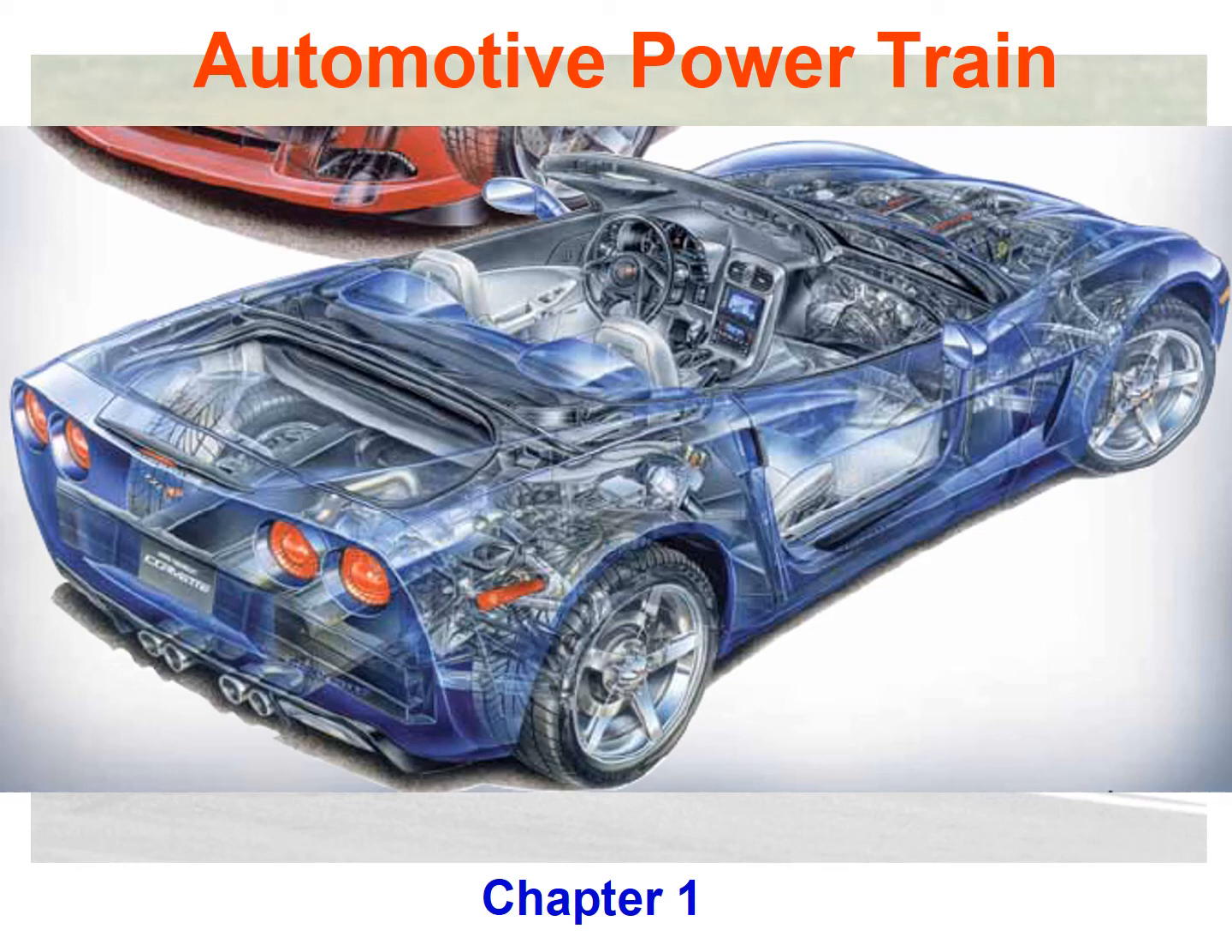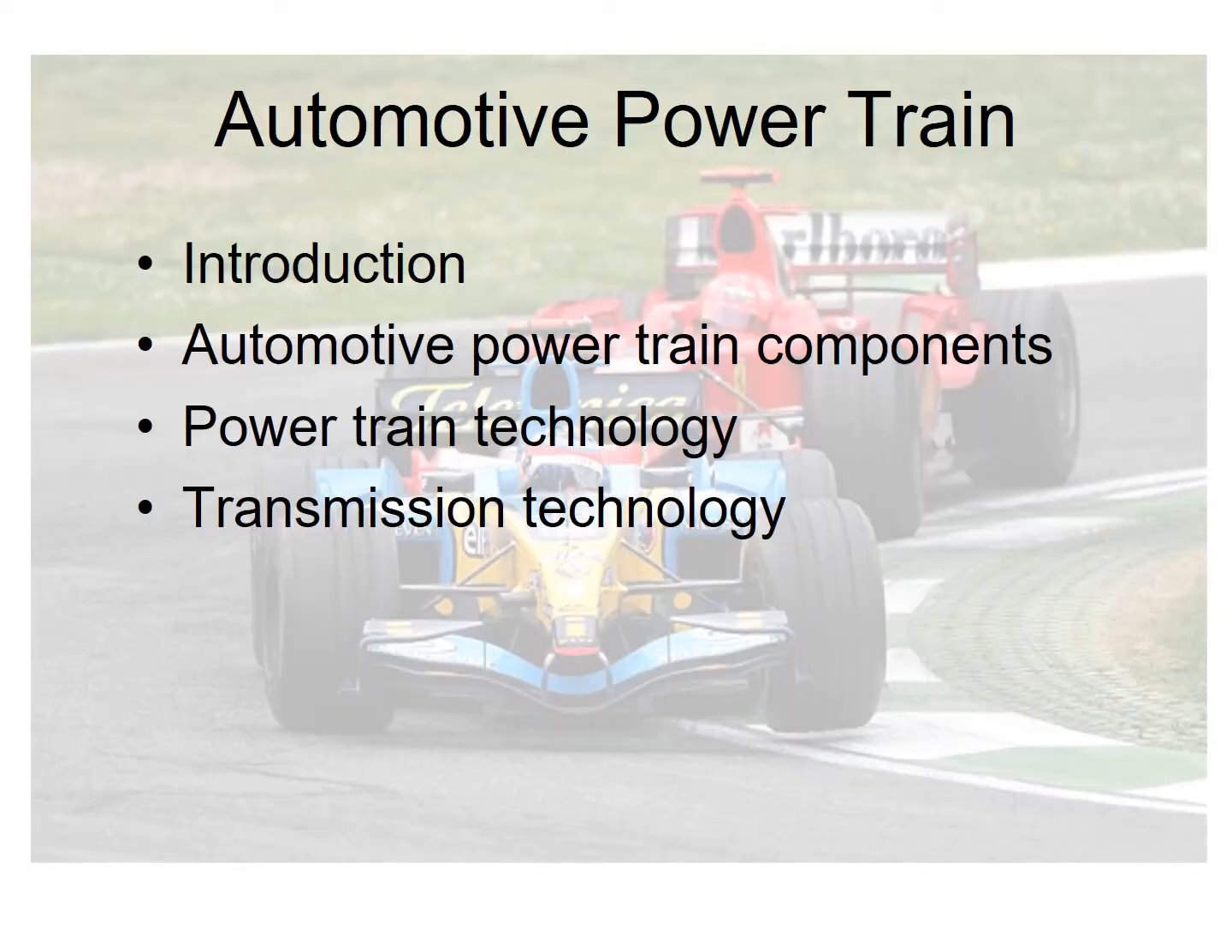Okay, let us start chapter 1 on automotive powertrain systems. Today, we begin with an introduction to the automotive powertrain, and then we go to the powertrain components, and we see a bit about powertrain technology, and lastly the transmission technology. This is the main component in powertrain.